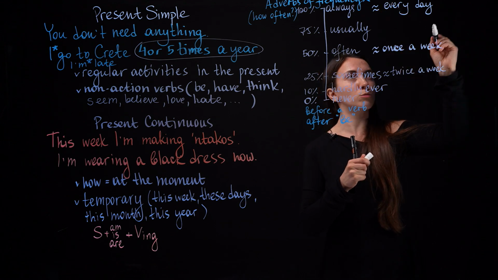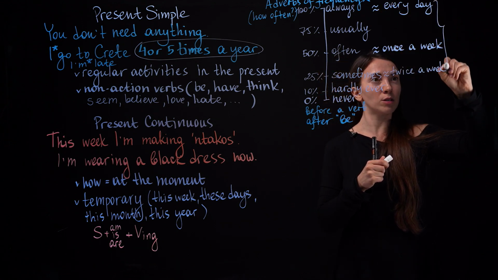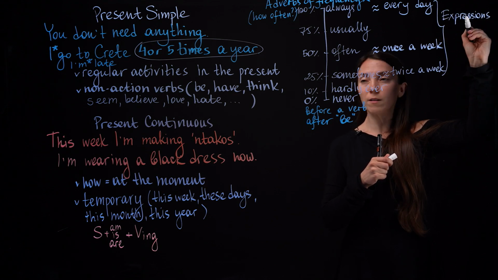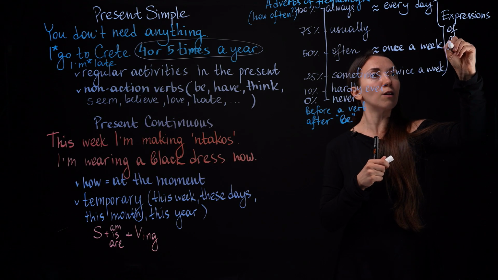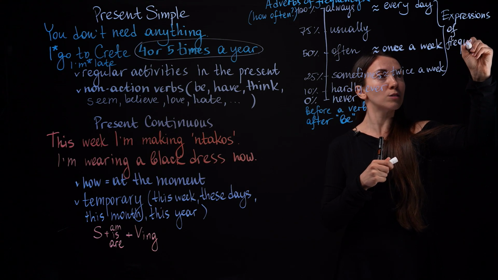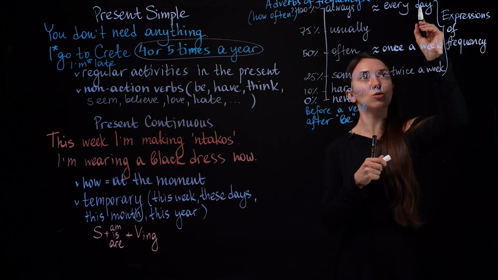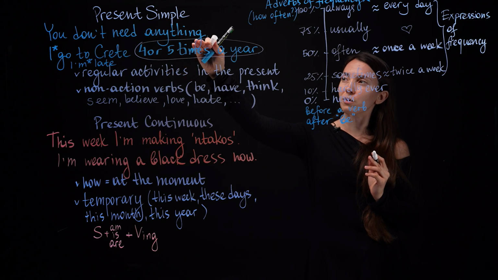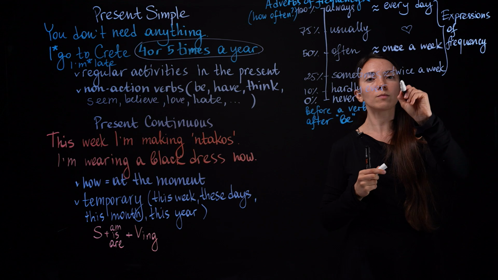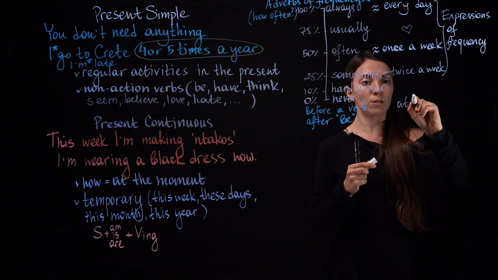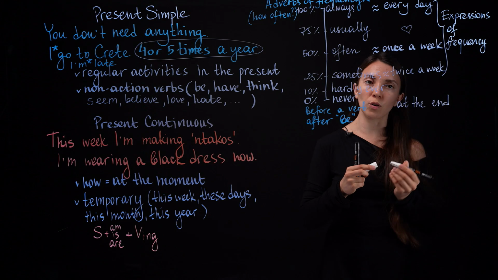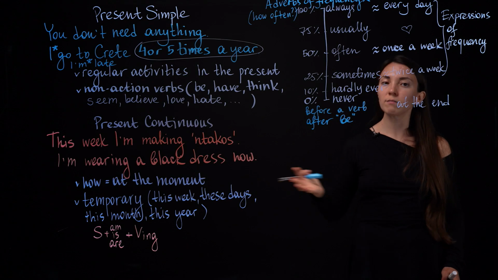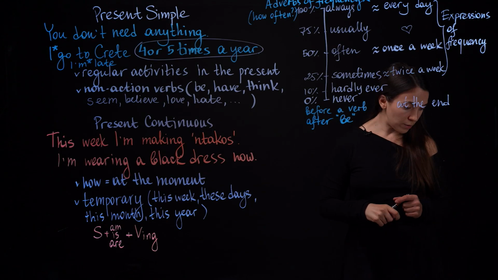Let's write it here, but we don't have a space here. Let's write like this. Expressions of frequency. Let's draw them with the heart. And for example, I go to Crete 4 or 5 times a year, so we use them at the end of the sentence all the time. The same with be. Yeah, I am late twice a week at the end. All right, thank you very much.